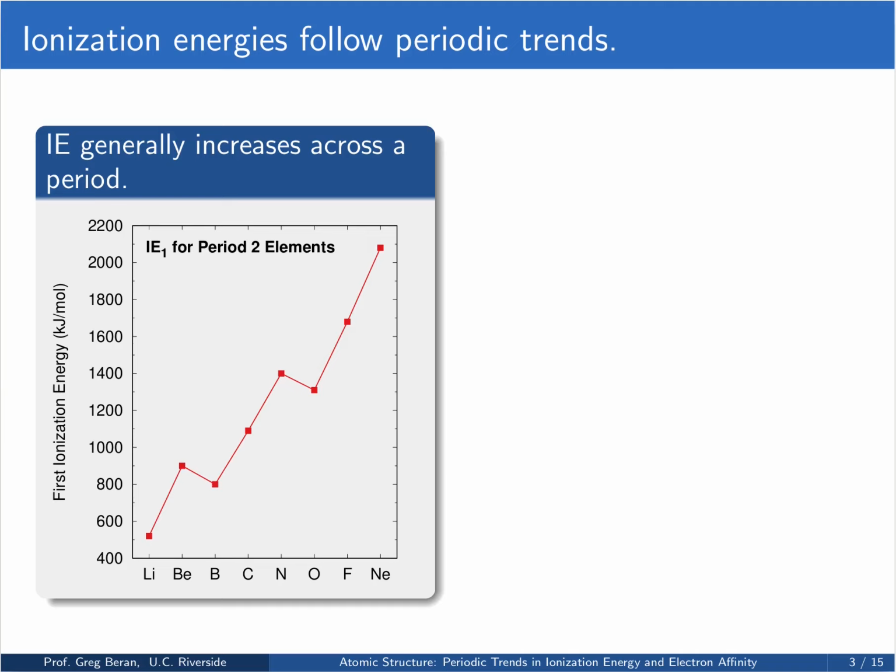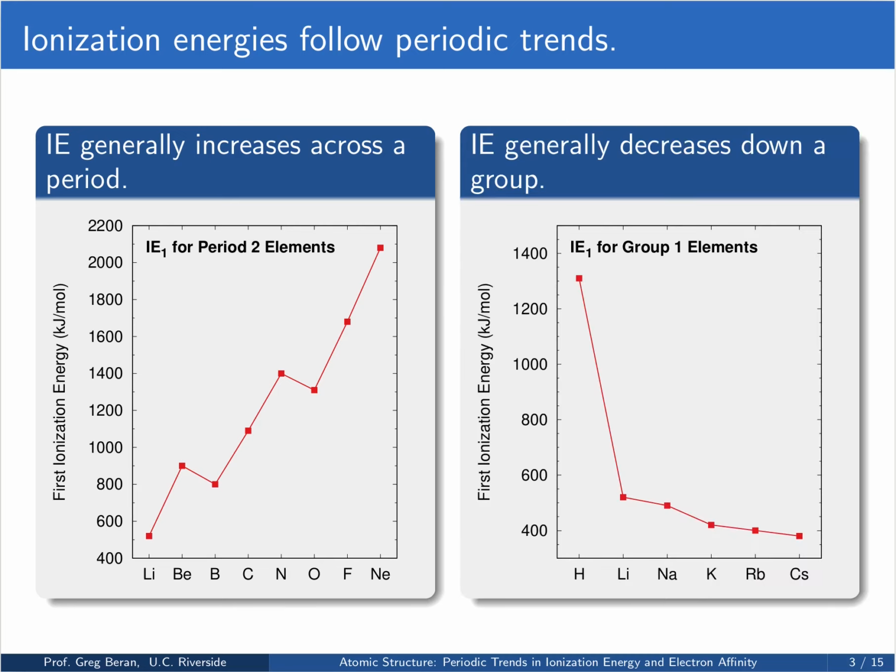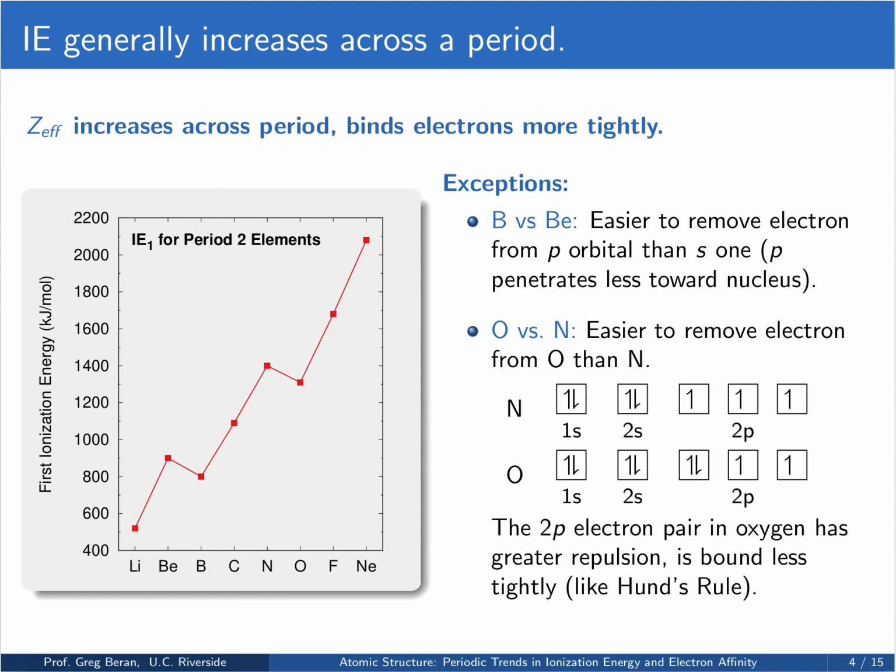Ionization energies exhibit some fairly systematic periodic trends. They generally increase as you move from left to right across a period, as shown for the period 2 elements here, and they typically decrease as you move down a group. Let's try to understand each of these behaviors separately. First, why does the ionization energy increase across a period?